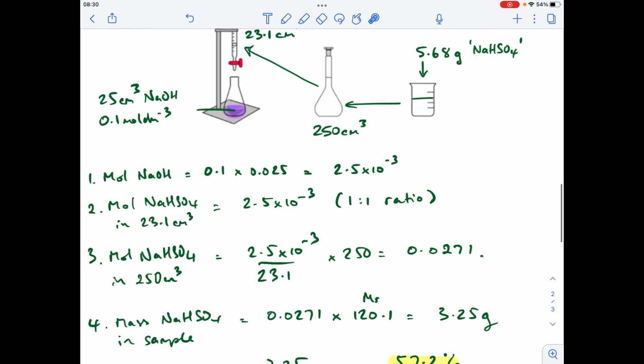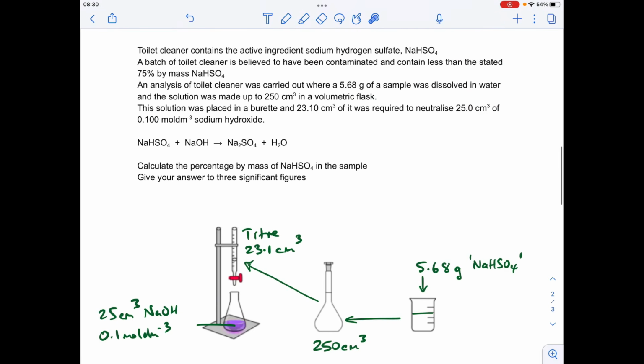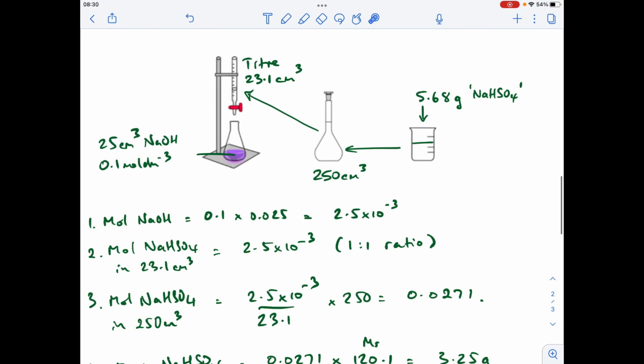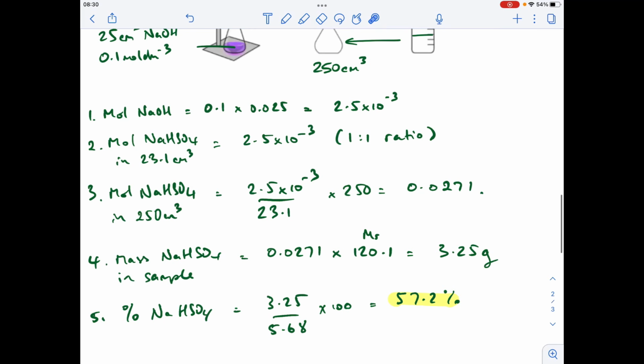So if you notice in the information at the start, it says the toilet cleaner is believed to have been contaminated, and contains less than the stated 75% by mass of sodium hydrogen sulfate. So we've just shown that that is actually the case.